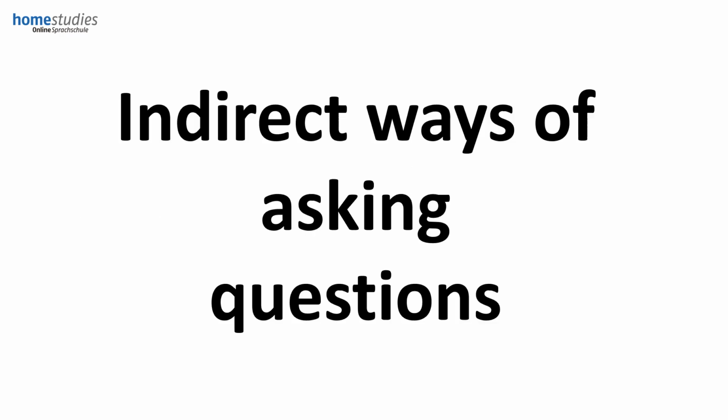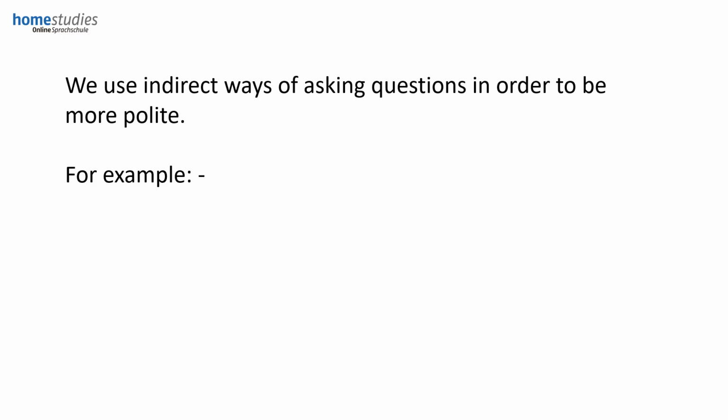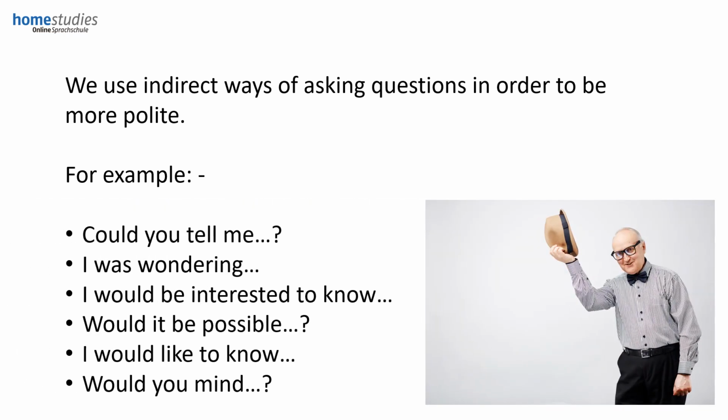Now, let's have a look at indirect ways of asking questions. Now, you might learn something new in this section. Let's have a look. We use indirect ways of asking questions in order to be more polite. For example, could you tell me? I was wondering. I would be interested to know. Would it be possible? I would like to know. Would you mind? So if you want to be more polite, then try using an indirect way of asking a question. Now let's have a look at some rules and then we'll have some practice.